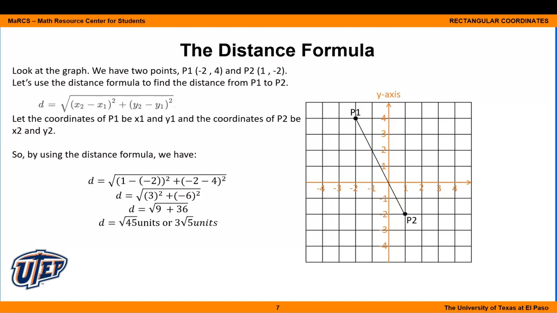Let's apply it. We have P1 equal to (-2, 4) and P2 equal to (1, -2). Using the distance formula, we get d is equal to the square root of (1 minus -2) squared plus (-2 minus 4) squared. That's equal to the square root of 3 squared plus (-6) squared, which is equal to the square root of 9 plus 36, which is equal to the square root of 44, and after simplifying it, we get 3 square root of 5. So the distance is 3 square root of 5.